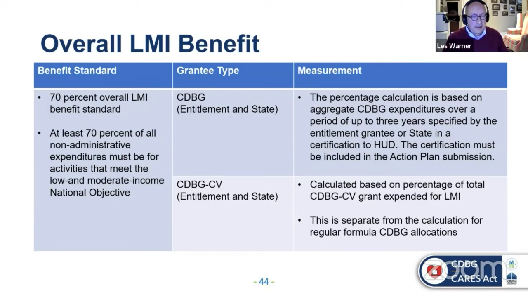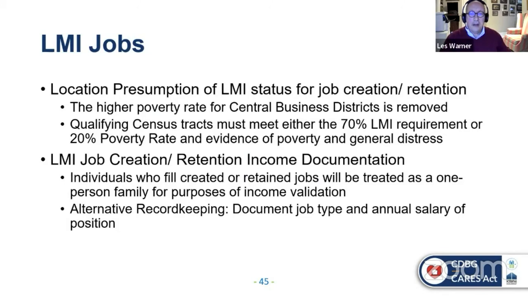All right, let's talk about LMI jobs. We have a couple of presumptions within the regular CDBG regulations. When documenting LMI benefit, we typically get documentation about the worker who is getting the new position, because we need to make sure that at least 51% of the individuals in a job that was created or retained qualify as low or moderate income. There are a few shortcuts in the regulations that allow you to make some presumptions, and those provide a little extra flexibility.